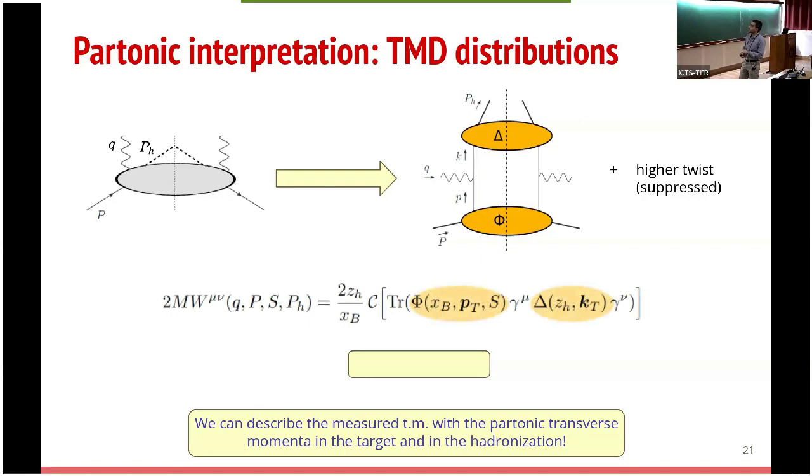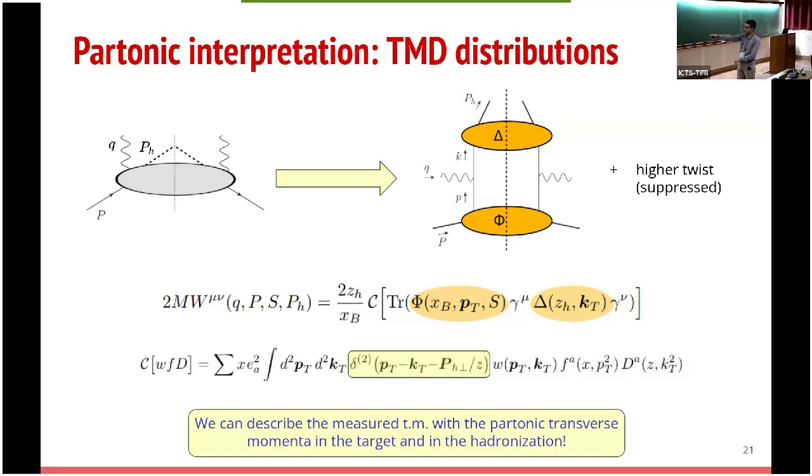Okay, so back to the hadronic tensor. If you describe the hadronic tensor with this diagrammatic approach, where you reabsorb also the soft parts inside of the phi and the delta correlation functions, you see that you can write it as a convolution of these correlation functions phi for the target and delta for the hadronization part, where the convolution C is defined in this way, okay? So the important part here, what I want you to focus on, is the following.